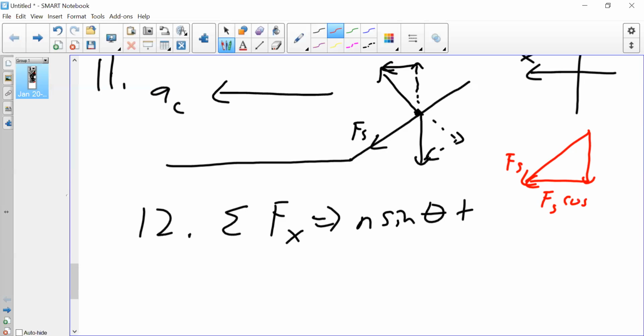Cosine theta. This is angle theta here. It's kind of like the same differences. This guy here, translating. Okay, so this is Fs sine, and that'll be negative this time. And of course, mg is also there as well. So we have negative Fs sine theta, negative mg, positive Fs cosine theta.